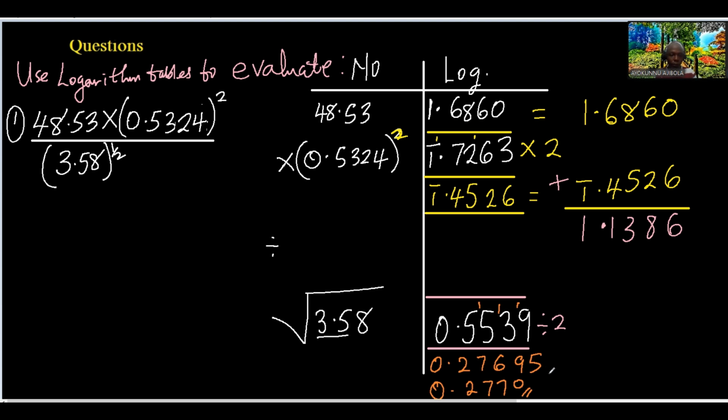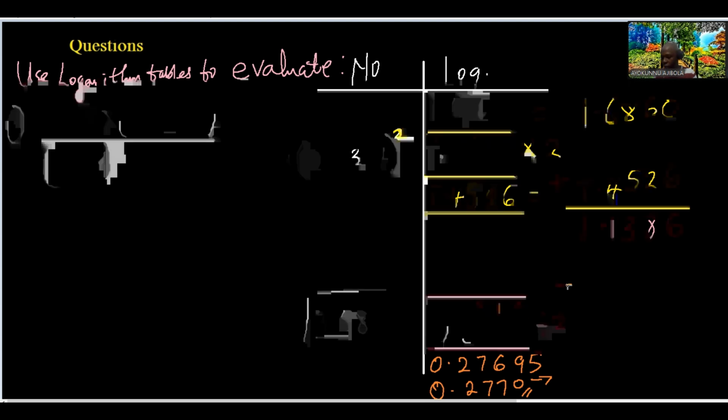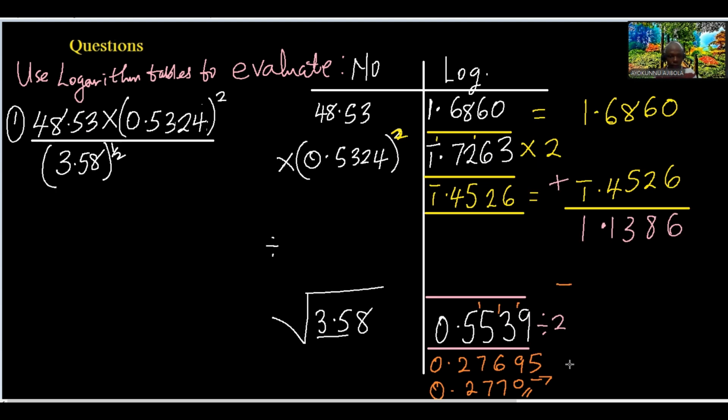Okay, sir. So here now, this is what we're going to do with 0.2770. We're going to subtract because it's division that is here. So let's now subtract this value. I need a line to demarcate this and find an answer. What I'm subtracting is 0.2770.